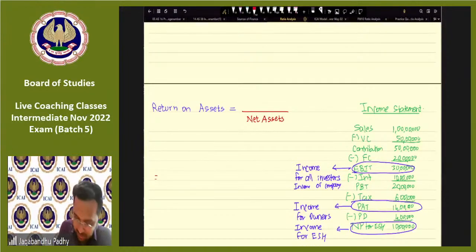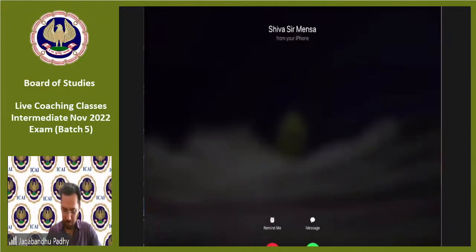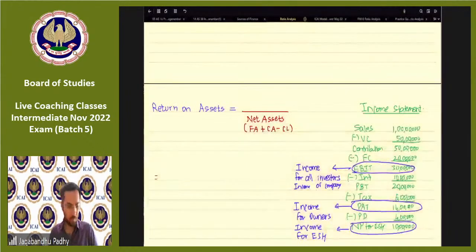Now remember, net assets means what? Fixed asset plus current asset minus current liability. Return on assets will be net assets in the denominator, which is fixed asset plus current asset minus current liability. Okay.